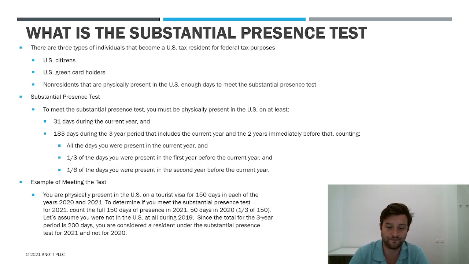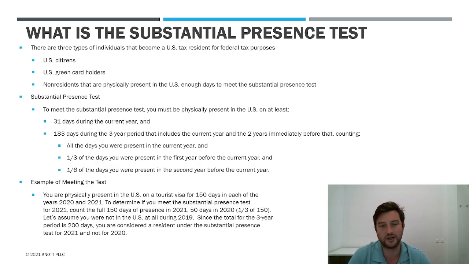So what is the test? To meet the substantial presence test, you need to be physically present in the U.S. on at least 31 days during the current year. So you got to hit at least 31. And then you have a 183-day window, but it's not looking at just the current period. It's 183 days, counting up portions of the days you were in the U.S. going back 3 years. Okay, so this is the actual standard that's in the code. So 183 days during the 3-year period that includes the current year and the 2 years immediately before that.